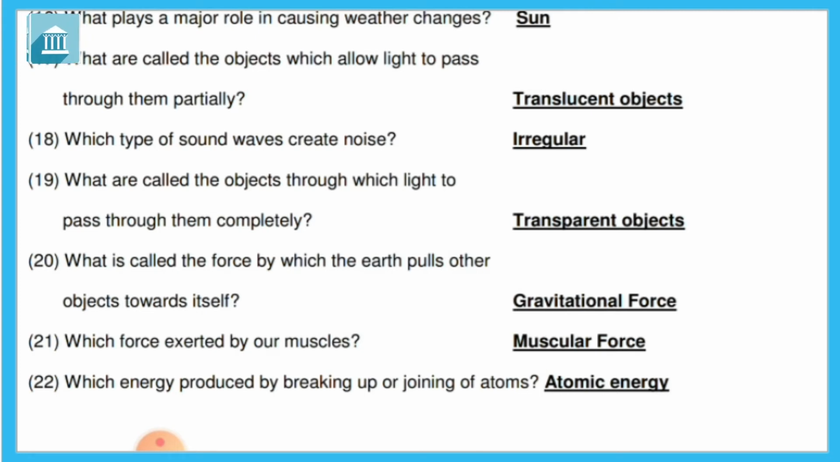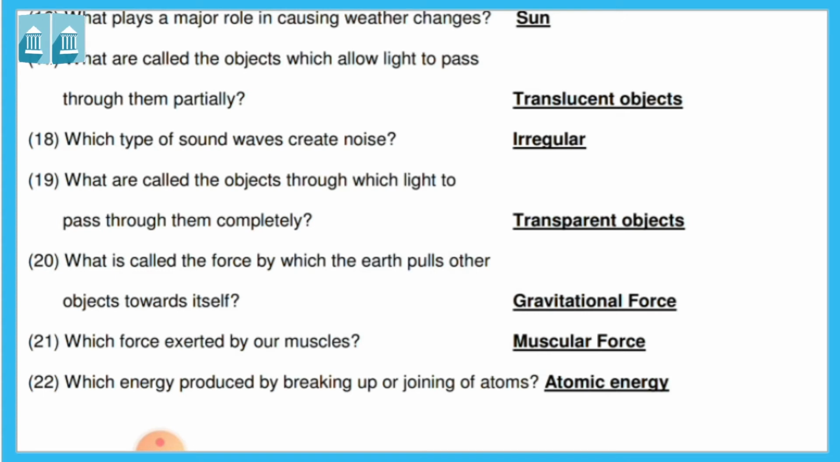20th one. What is the force by which the earth pulls objects towards itself? Which force is it by which the earth pulls anything towards itself? So it is called gravitational force. By the gravitational force, the earth pulls other objects towards itself.